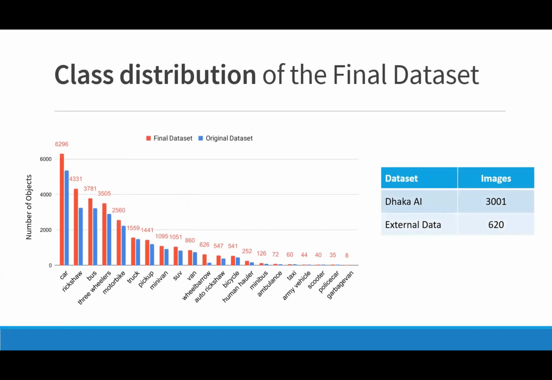Next, we explore the class distribution of the dataset. Now, even with our external data, we see how skewed the class distribution is, although we only got to use around 600 images from our external source.